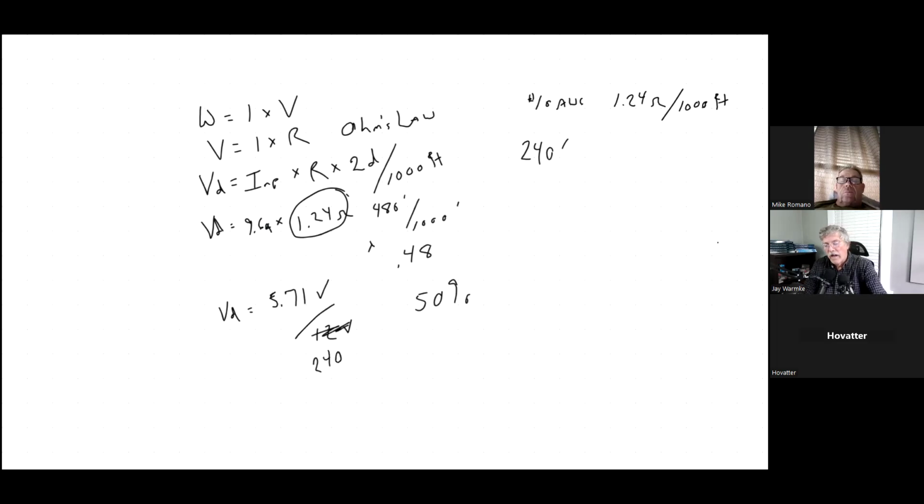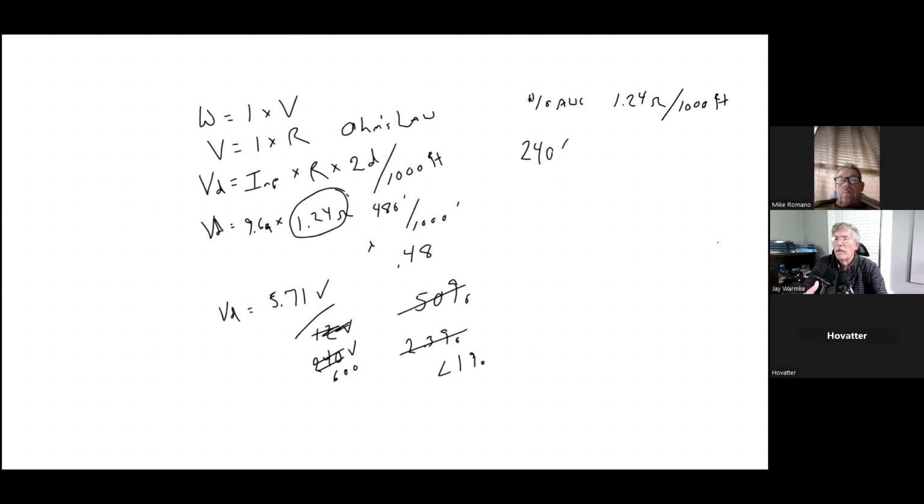Well, now I would divide 5.71 by 240, and now I'm losing 2.3%. Is that acceptable? Yeah, probably. You're right in that range, 2 to 5%. But residential systems can be all the way up to 600 volts. So if I do that, then 5.71 divided by 600 is going to be less than 1%. Well, that's clearly acceptable.